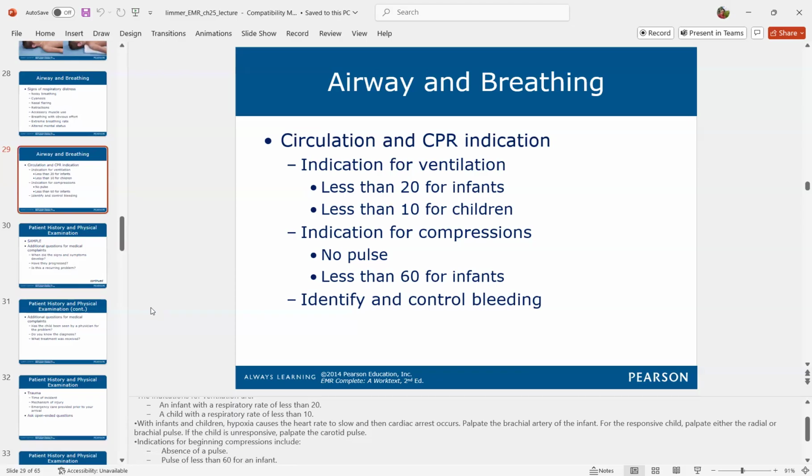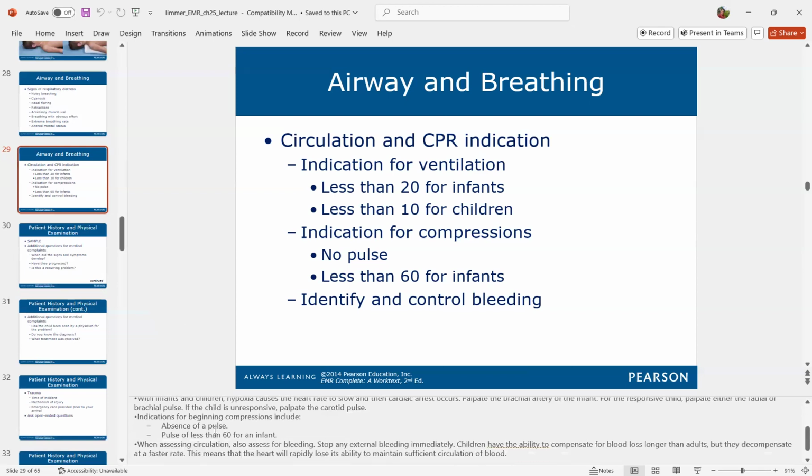With infants and children, again, hypoxia causes the heart rate to slow. So we'll be thinking we probably want to put oxygen on these kids. Indications for beginning compressions for this age bracket: no pulse. Obviously, we want to start compressions. And for infants, if the pulse is less than 60, we would want to start compressions on them.